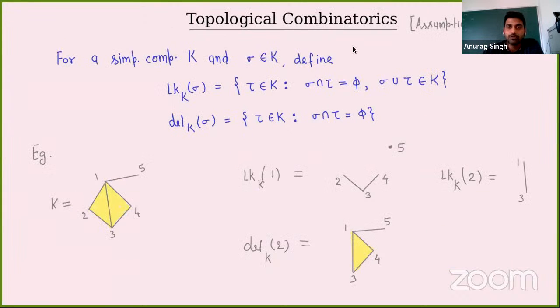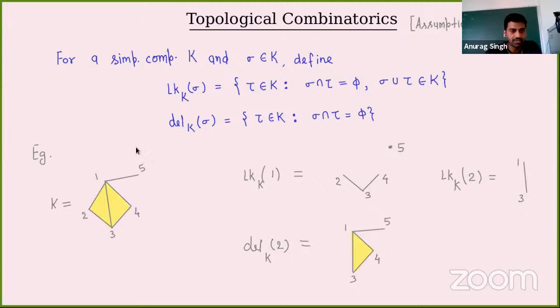In topological combinatorics, let me define a few things which are very important for this talk. First is the link of a face in a simplicial complex. Suppose you have a complex K and there is a face sigma in K. The link of sigma in K is the collection of all the faces tau such that sigma intersection tau is empty and sigma union tau is in K. Let's see an example of it.